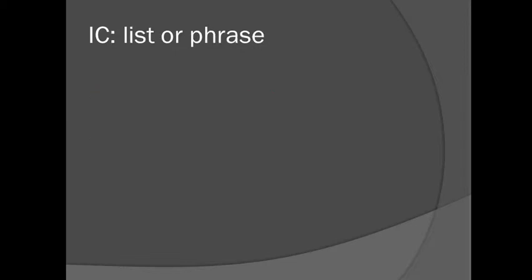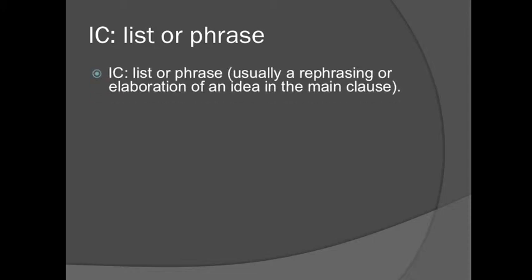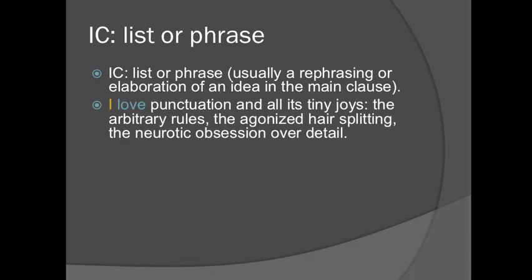An independent clause with a colon at the end of it, after the clause, can introduce a list or a phrase. It's sort of a literary license to kill. You can kind of do almost anything you want after it as long as your response is in a parallel grammatical structure. So what comes after the colon is usually a rephrasing or elaboration on something in the main clause. Let's look at an example.